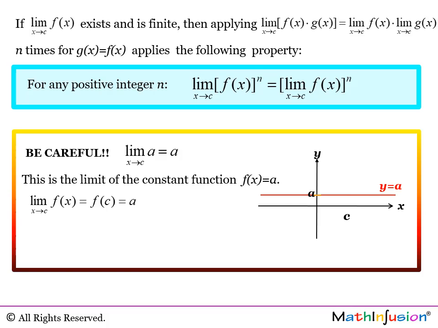Also, the constant function is traceable from left to right, right to left, at any value of x. So we can also apply what we had in the other section: the limit of the function f(x) when x approaches c is f(c), but f(c) is a. For example, the limit of 3 when x approaches negative 2 equals 3.